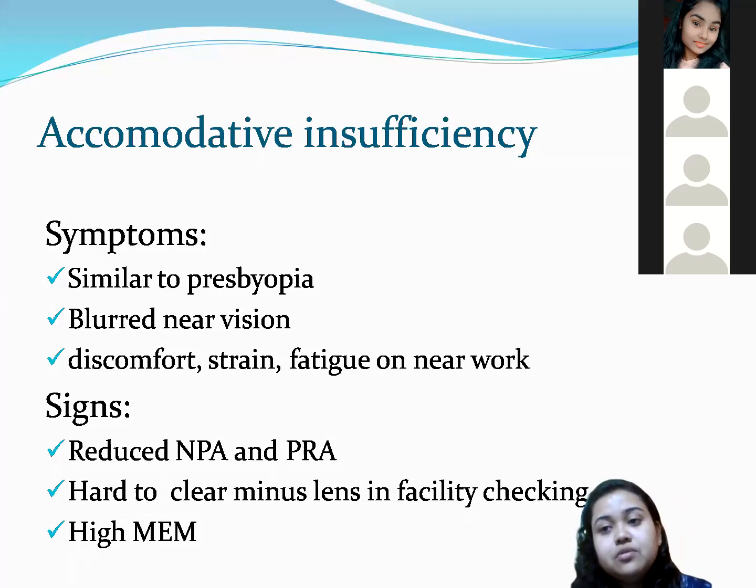Then what we do, we measure the amplitude of accommodation with the RAF ruler. While measuring the amplitude of accommodation, we do it binocularly as well as monocularly. Also, the amplitude of accommodation we get, we should correlate with the age of the patient, right? With Hofstadter's formula, that is 18.5 minus 0.3 into age.